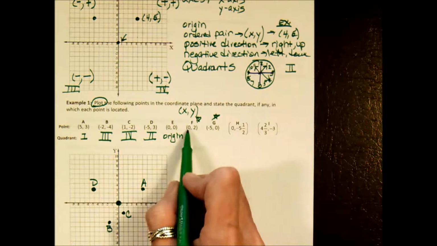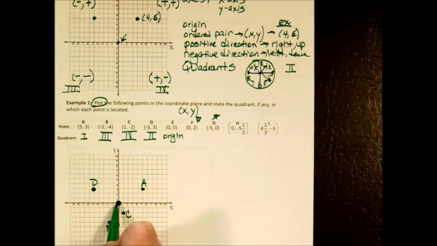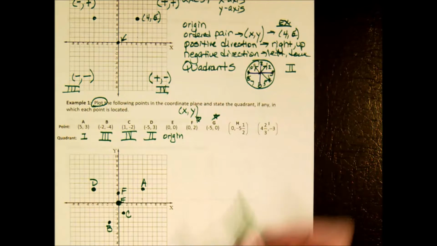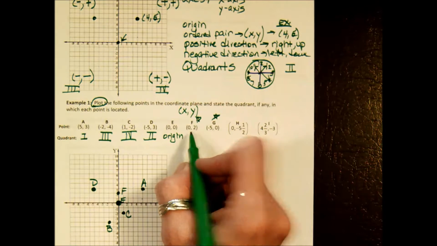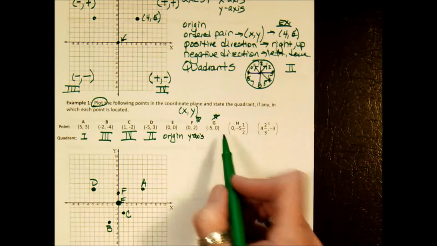But the point (0, 2) says 0, X, don't go anywhere in the X direction, so I stay put. And then the 2 says Y direction, go up 2. So there is the point (0, 2). That is point F, by the way, that was E. And that is also not in a quadrant. That is on the Y axis.